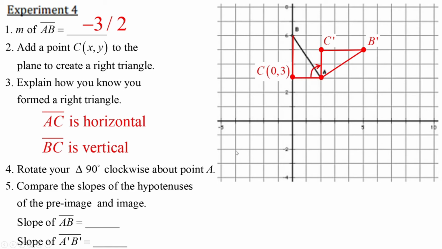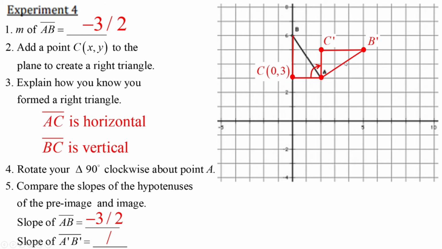I believe so. So let's prove that by comparing the slopes of the hypotenuses of the preimage and the image. So the slope of AB, I'm going to start at B. I'm rising -1, -2, -3, one more time. And I'm running 1, 2. We see that here. We see that up above too.